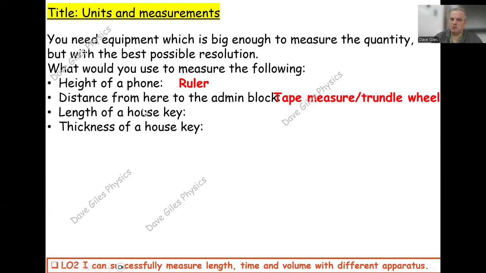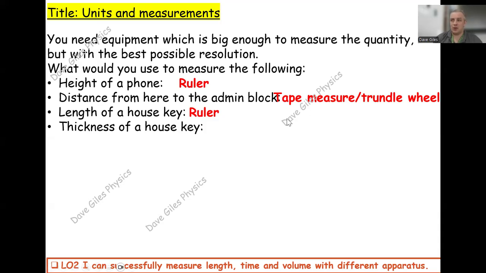Length of a house key. Average house key is probably about 5 centimeters, so I think a ruler is probably okay for that. Now the thickness of a house key, a little bit harder. You're probably looking at a couple of millimeters. So let's say it's 2 millimeters, and you're using a ruler which only measures to the nearest millimeter, you've got about 50% error. So you want something with a much better resolution than that.